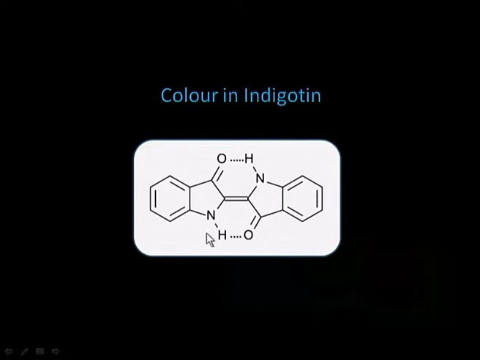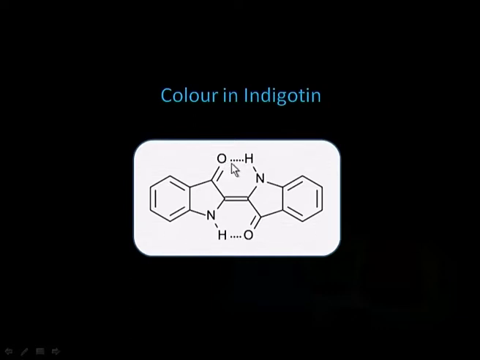If both NH groups are on the same side, then it becomes a cis isomer, but when the NH groups are on opposite sides, with one NH group on one side of this carbon-carbon double bond and another NH group on the other side, then it makes the trans form of indigotin. And you can see adjacent to NH there is a carbon-oxygen double bond, so there is a possibility of formation of hydrogen bond between them.